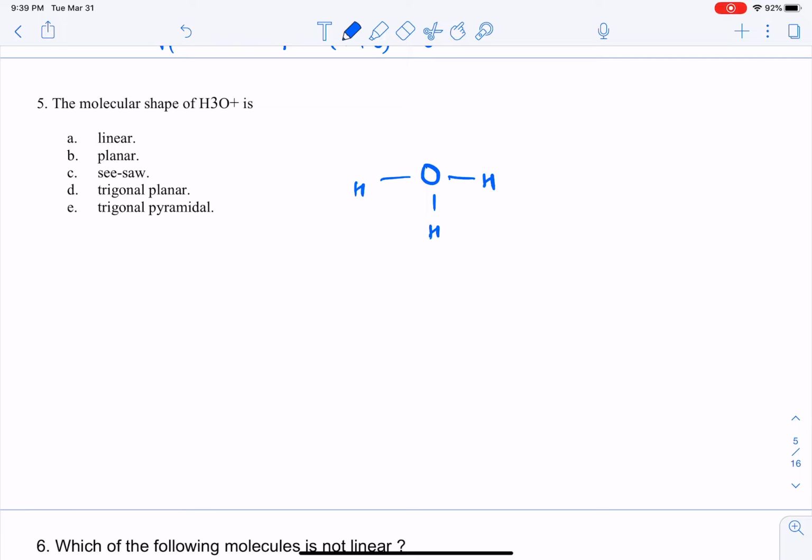Oh yeah, we need to calculate the number of electrons. So oxygen gives 6, hydrogen gives 1, but we have 3 hydrogens, so it's 3. Plus there is a positive charge, which means there's 1 less electron, so we'll minus 1. So what we have in total is 8 electrons. And now we will subtract.